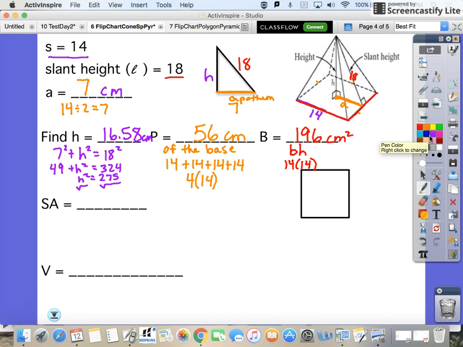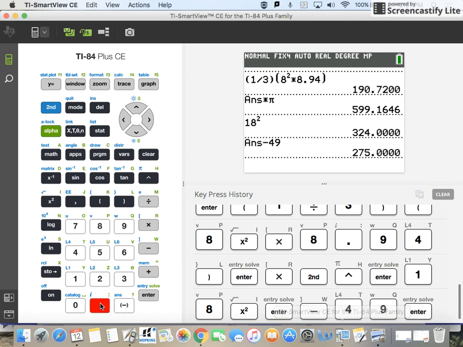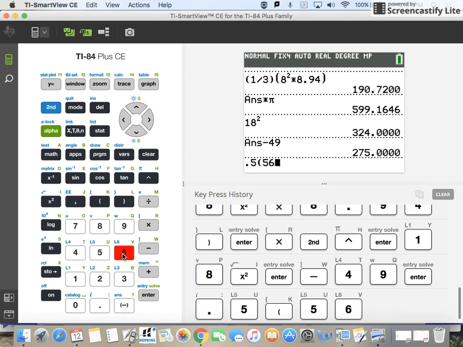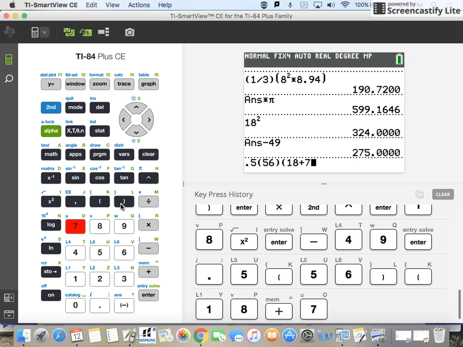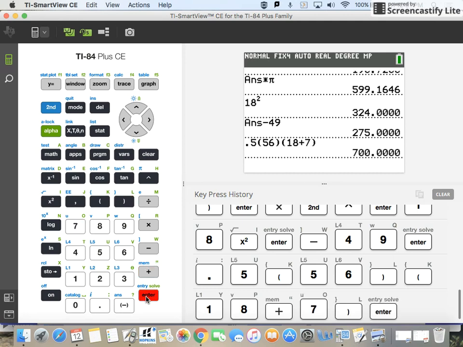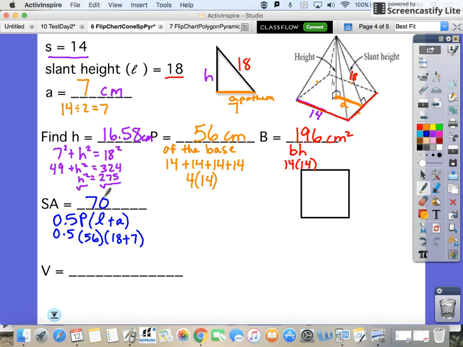And then we have surface area. So our surface area formula is 0.5 p times the slant height plus the apothem. So we got 0.5 times p is 56 times the slant height is 18 plus the apothem is 7. So we got half of 56 times 18 plus 7. You can simplify it if you want before typing it in, but you don't have to. So we've got 700 centimeters squared.